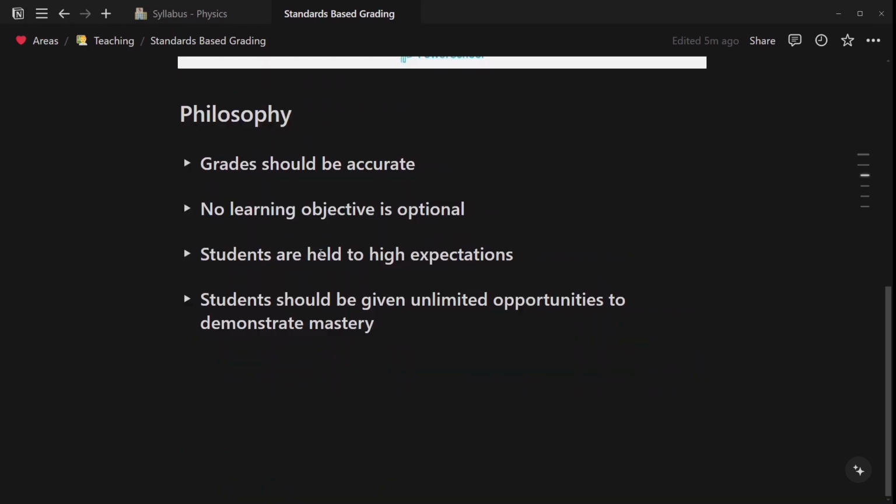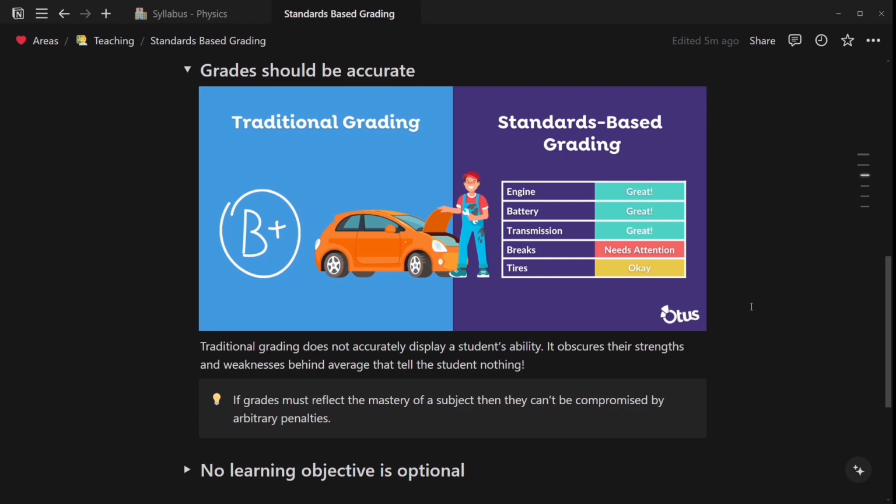Let's go over some of the key philosophies behind standards-based grading. The first one is that grades should be accurate. What we mean by grades should be accurate is that they are a representation of a student's mastery, not anything else.